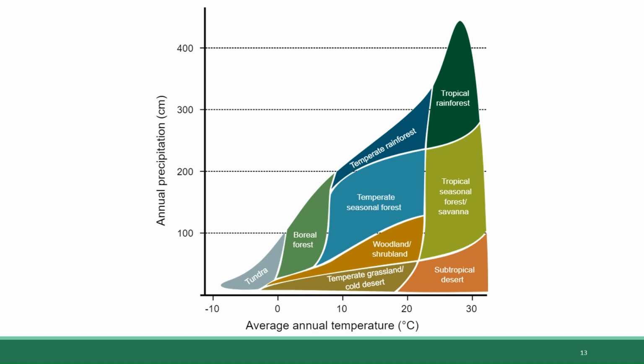The highest precipitation combined with the highest temperature yields a tropical rainforest right here. High temperatures and somewhat low precipitation levels yield tropical seasonal forests or savannas. And then high temperatures with low precipitation in this region provides a subtropical desert. Looking at slightly lower temperatures, the wettest biomes with mid-range temperatures are temperate forests. Slightly drier than that are temperate seasonal forests.